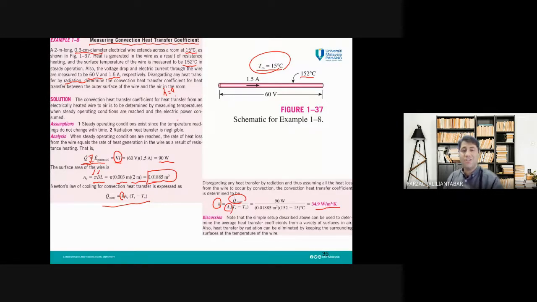And actually, this is a method we call the hot wire. If you are interested in heat transfer science, you can continue your further study about the hot wire technique to measure this H, or convection heat transfer coefficient. This is one method to measure convection heat transfer for different substances and in different conditions.